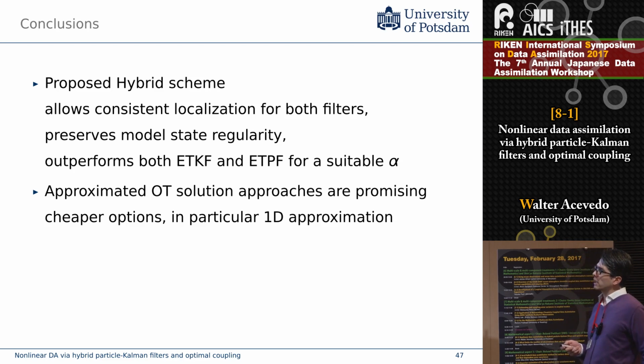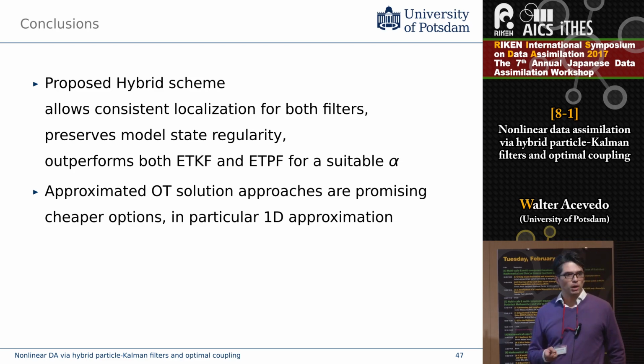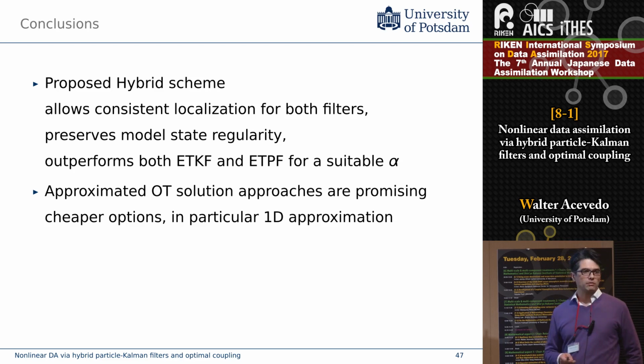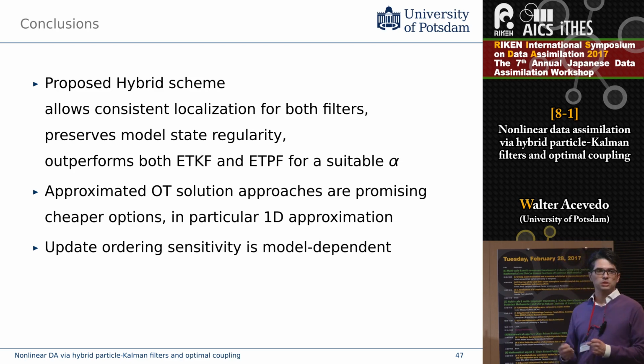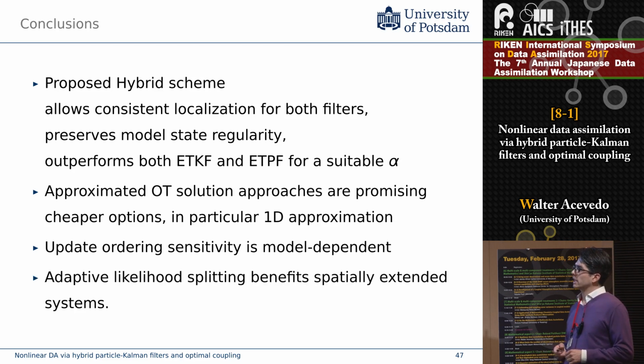We also saw that we can approximate this optimal transportation problem, and still we have skill. We can use this very crude approximation and still get skill, which is very good because this is very cheap. The update ordering happened to be important, but this seems to be model dependent, so this is something we are studying further. And the adaptive splitting of the likelihood seems to be very beneficial for extended systems.